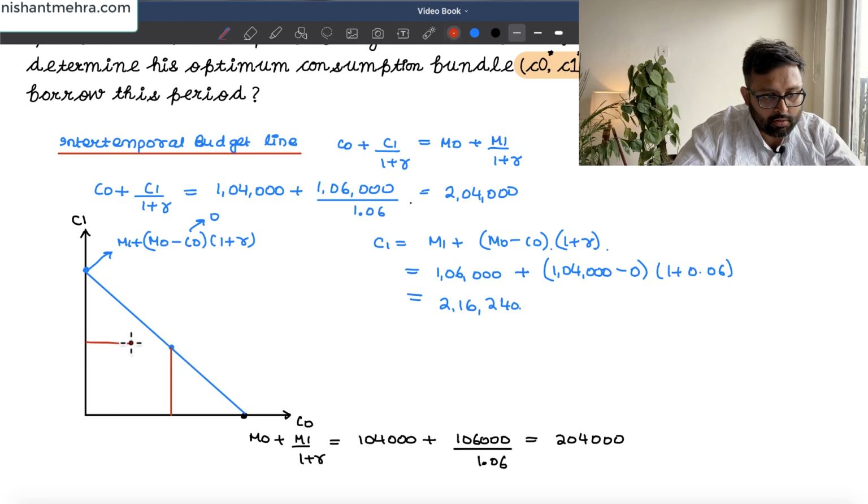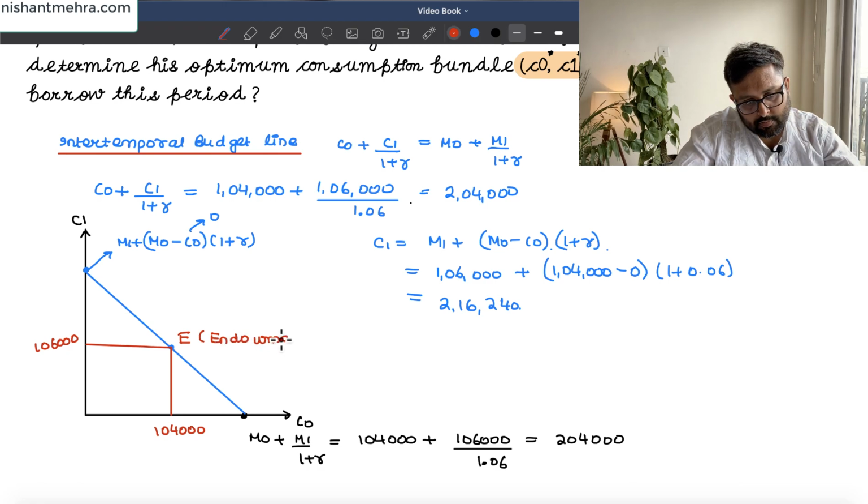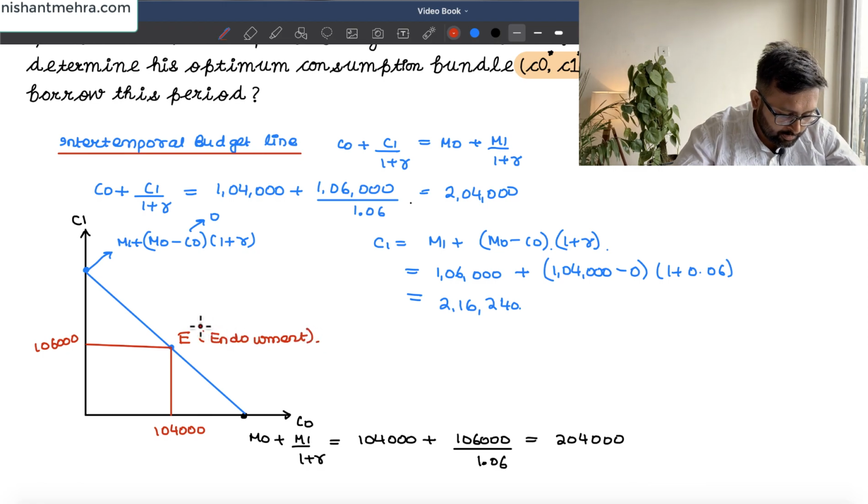which is 1,04,000 and 1,06,000. This I'll call point E, which is the point of endowment. You're starting from this point.